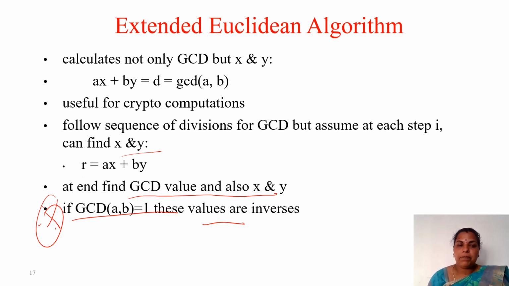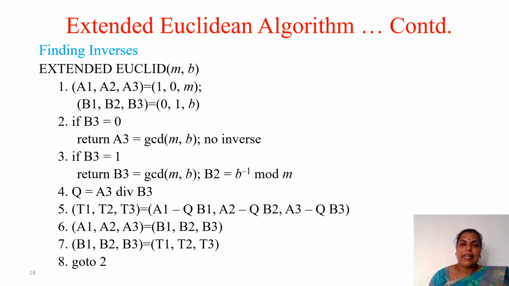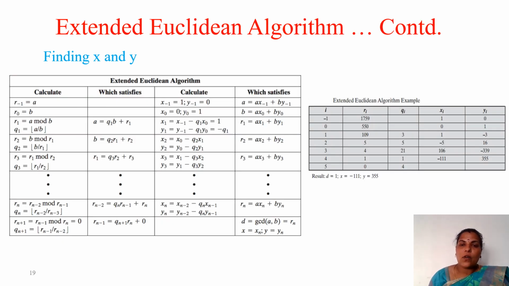Let us see one example. Before that, how to find the inverse using the extended Euclidean algorithm. Here we are calling the extended Euclid algorithm, m comma b, two parameters we are passing. Then we have a1, a2, a3, 1, 0, m. If you look into the example, it is very easy to understand this algorithm. First let us see the example, then we can go through this one. So here, using the extended Euclidean algorithm, we are going to find the GCD of these two numbers, plus we are going to find the value of x and y.